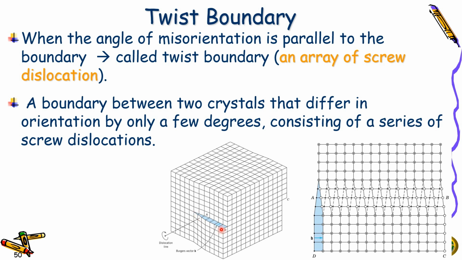You split this layer, right? And you can split the upper layer, the bottom layer, and so you can make an array. So this is what we call twist boundaries. Okay, the boundary between two crystals that differ in orientation by only a few degrees, consisting of a series of screw dislocations. Okay?